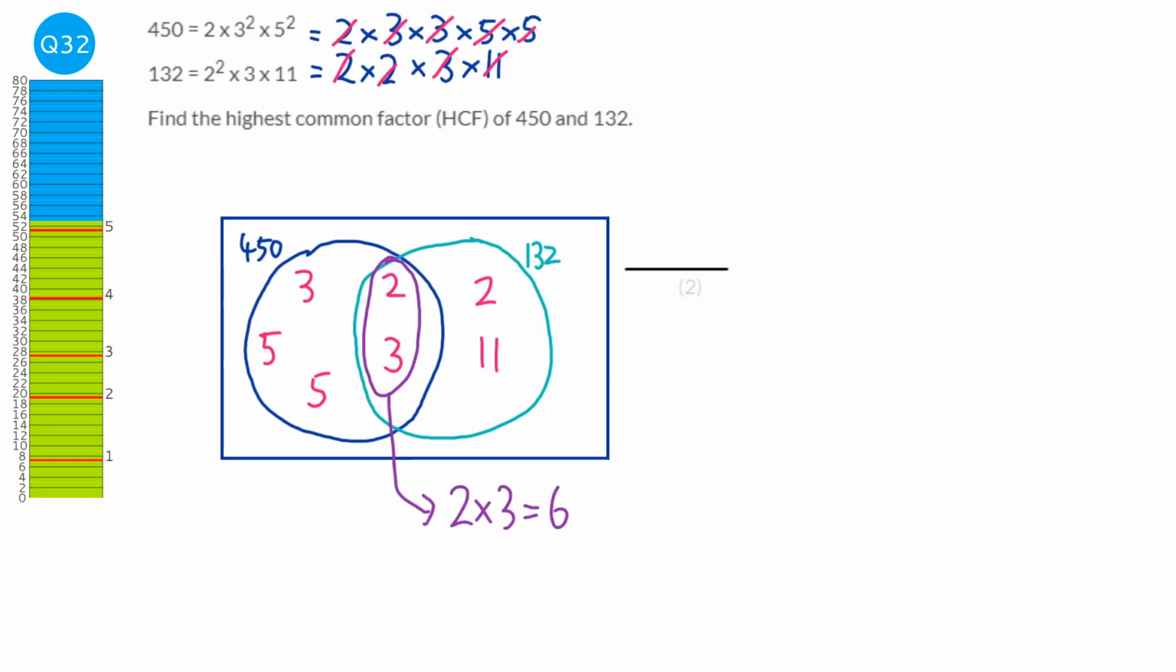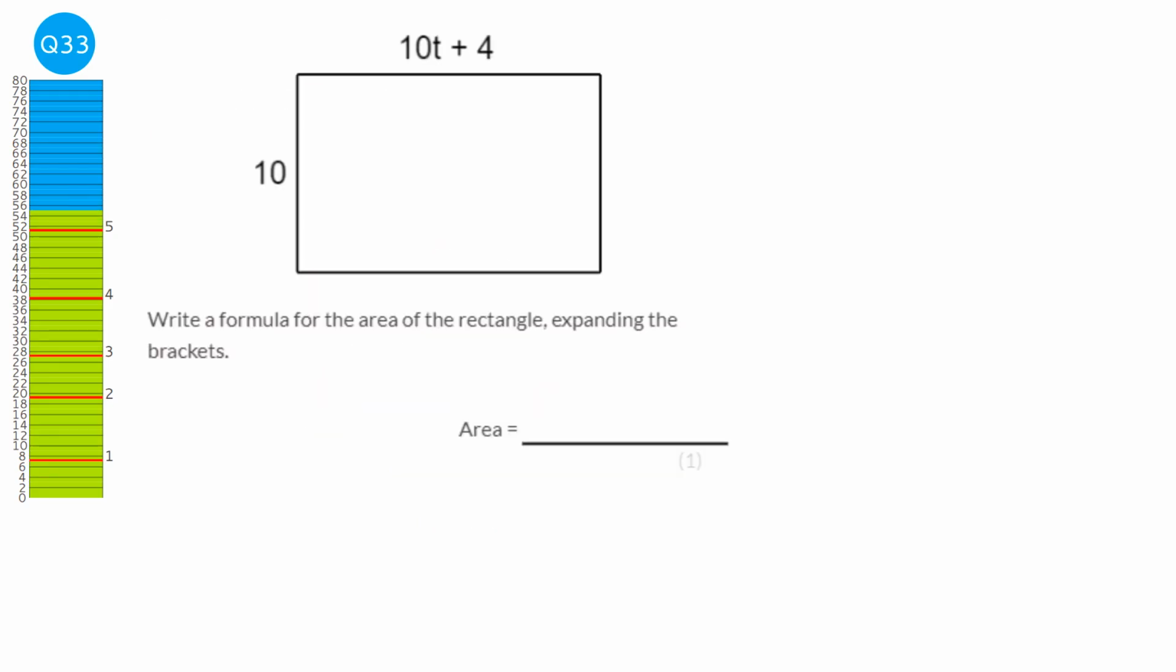And so the highest common factor will be 6. So to find the area of a rectangle, we do length times the width. So here, to find the area, we will do the 10 times the whole of the 10t plus 4. And to show that we're doing the whole of it, we put it in brackets. So a different way of writing that is 10 brackets 10t plus 4.